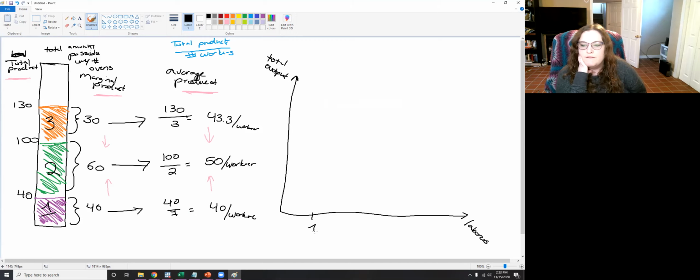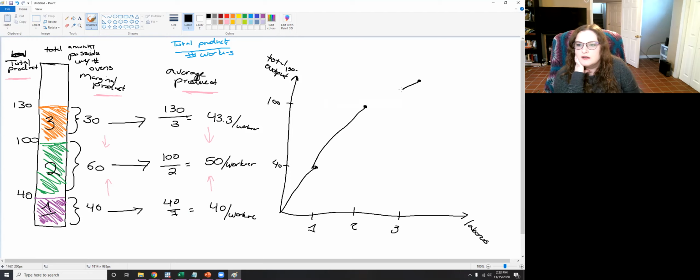Okay, well, let's see in this example. For this first worker, we knew that we were able to make 40 cookies. Okay, with this second worker, we knew that the total amount of cookies that we were able to make was 100 cookies. Then when we added in a third worker, we knew that the amount that we were able to make was 130 cookies. This is what total product curves look like. Now we have two different zones. We have our attainable.